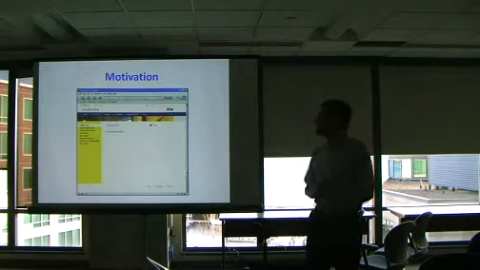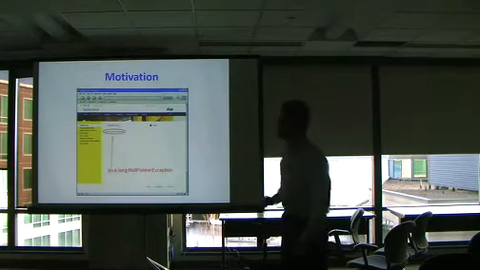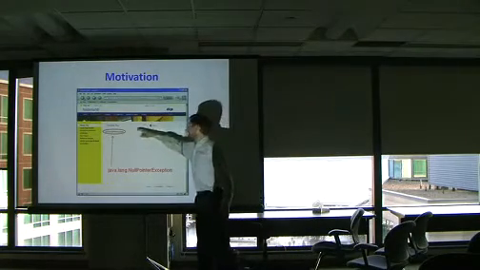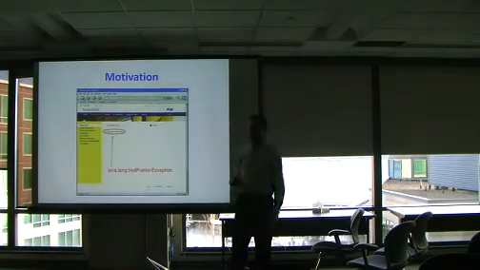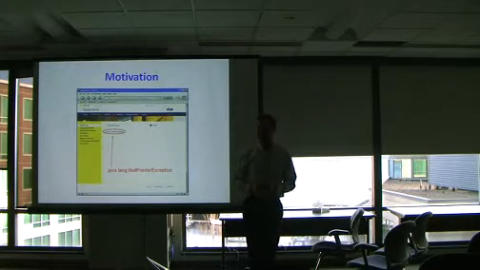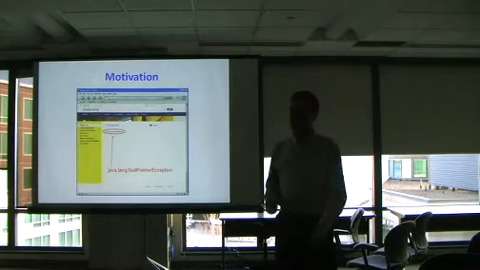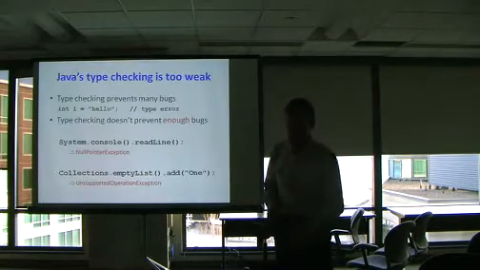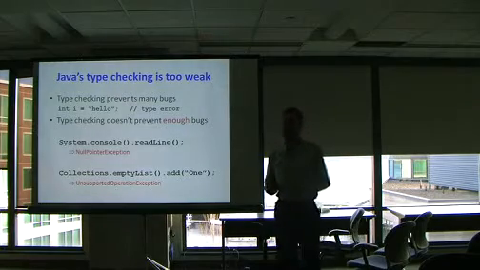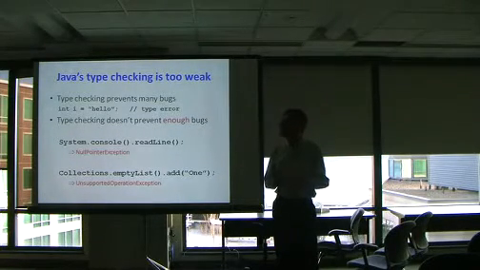So here's a motivation. This is a screenshot of a website, and the important thing about this is that the body of it is java.lang.NullPointerException. This is not what you want your website to look like. Even though the code that created this passed the type checker, it was perfectly fine. So the problem is that Java's type checking is too weak. That is, it's incredibly useful, but it doesn't do enough.